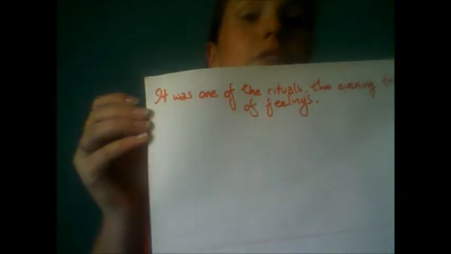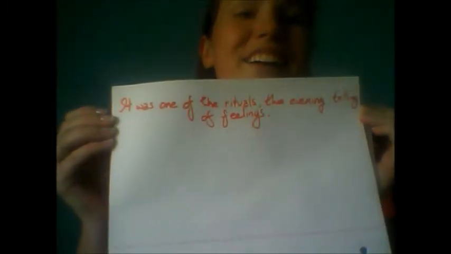So I'm going to start off with an example quotation. This one is not on the test. It's from page 5 of The Giver. And the quotation is, "It was one of the rituals, the evening telling of feelings." So this is our one that we're going to work on today.